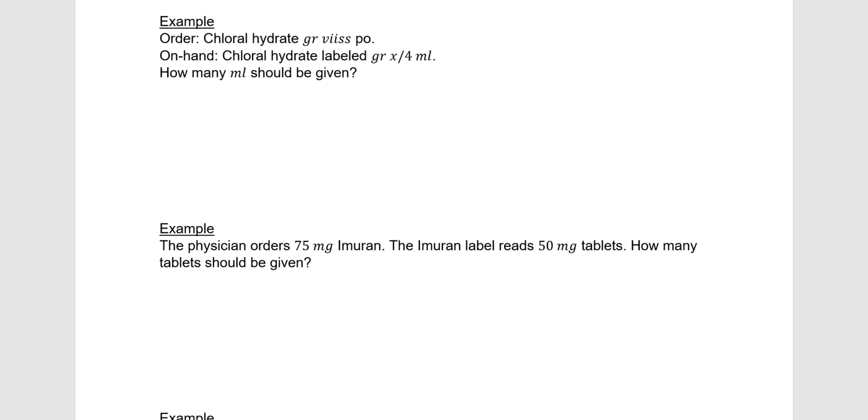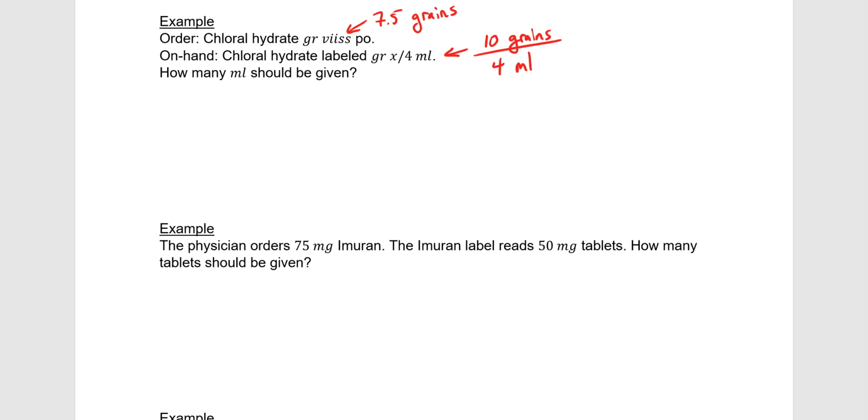So the order that we have is chloral hydrate, and we have this abbreviation for it right here. That is going to be 7.5 grains. And then once again, we have PO, which means by mouth. So this is 7.5 grains. And for what we have on hand, we have chloral hydrate labeled 10 grains per 4 milliliters. So we want to know how many milliliters should be given.